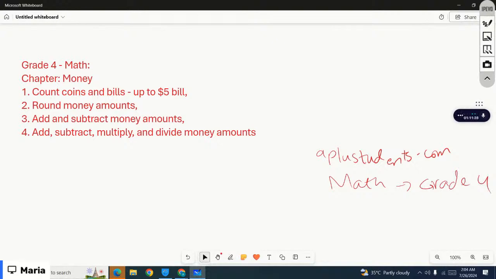There you can find the chapters. We're going to start with the chapter money. The lessons we're going to cover today are count coins and bills up to a $5 bill, round money amounts, add and subtract money amounts, and add, subtract, multiply, and divide money amounts. So please make sure you have your notebook and pencil so that you can note down the important examples and definitions as well, right?